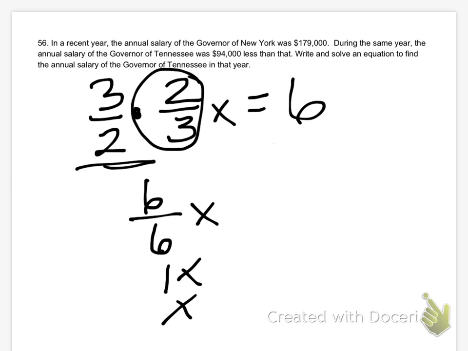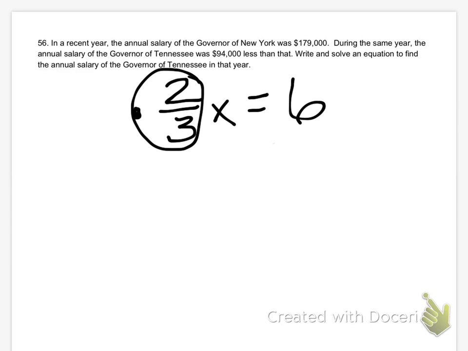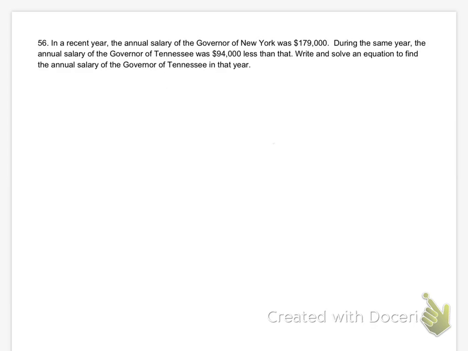Okay, next I want to look at number 56. Number 56 says, in a recent year, the annual salary of the governor of New York was $179,000. Probably important information. During the same year, the annual salary of the governor of Tennessee was $94,000 less than that. So write and solve an equation to find the annual salary of the governor of Tennessee in that year.